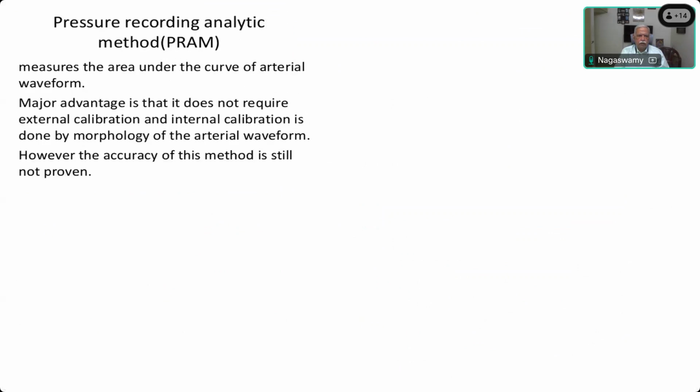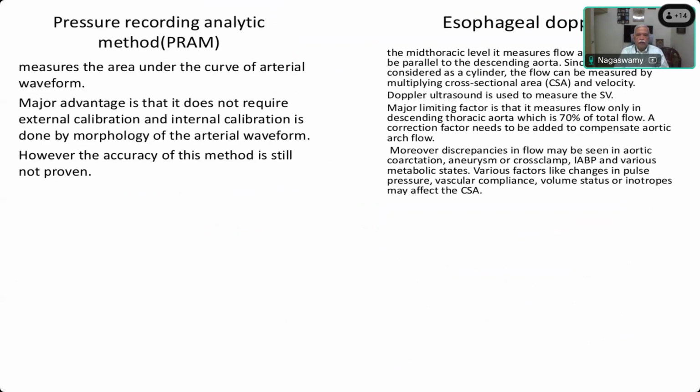The major advantage is it does not require external calibration, and internal calibration is done by the morphology of the arterial waveform by the machine itself. The next minimally invasive method is the esophageal Doppler, where the probe is kept at the mid-thoracic level and measures the flow of the descending aorta.